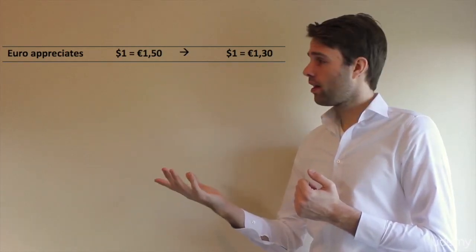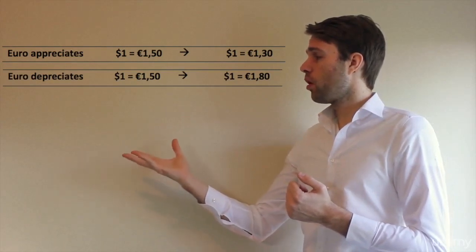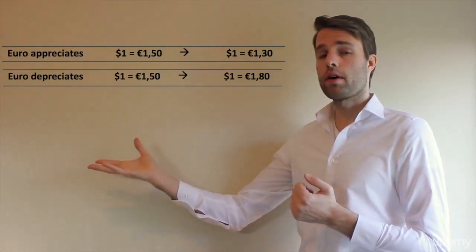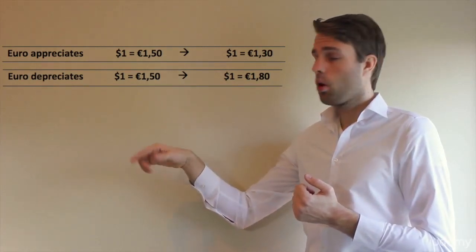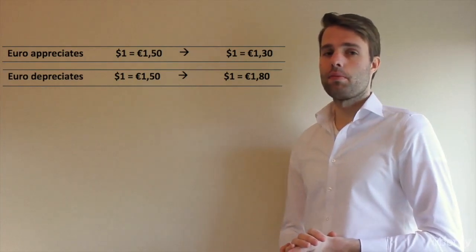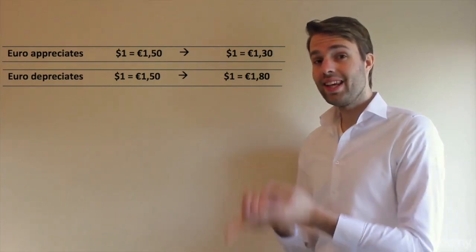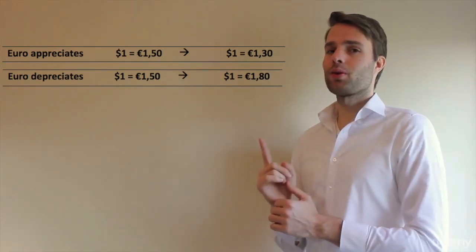On the other hand, when the euro depreciates, we know first we have to pay €1.50 for 1 American dollar. Now it depreciates. We pay €1.80 for that same 1 American dollar. So when the euro depreciates, we have to pay more euros to get that same 1 American dollar.